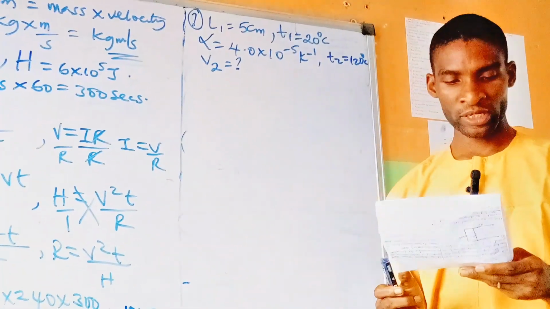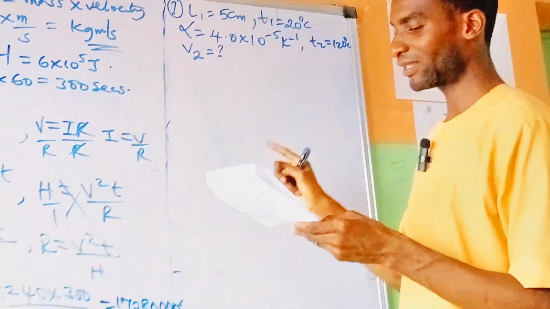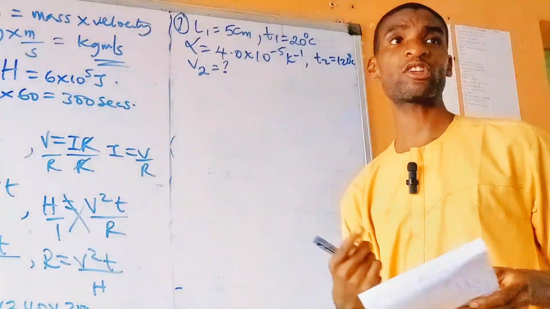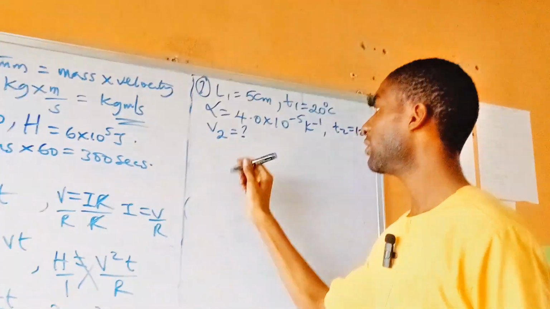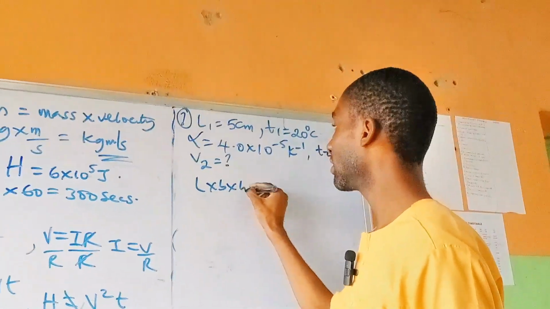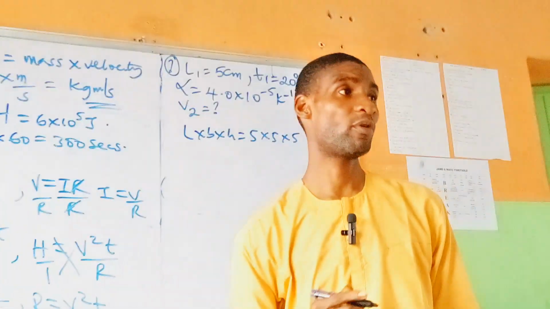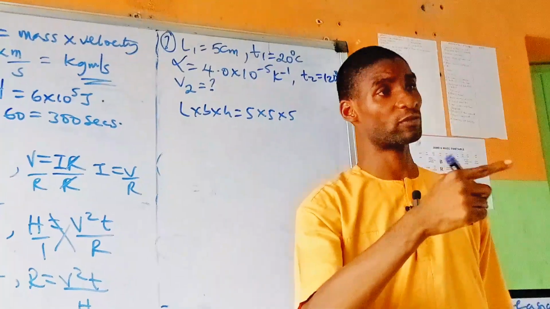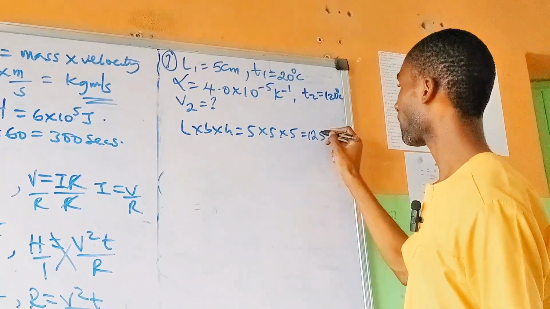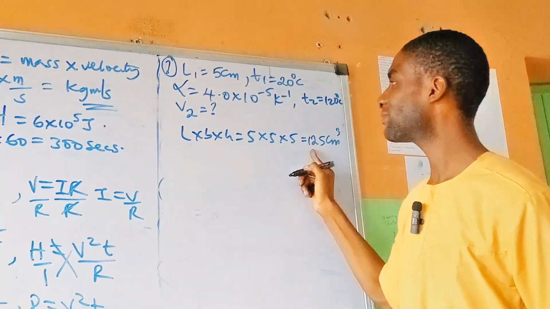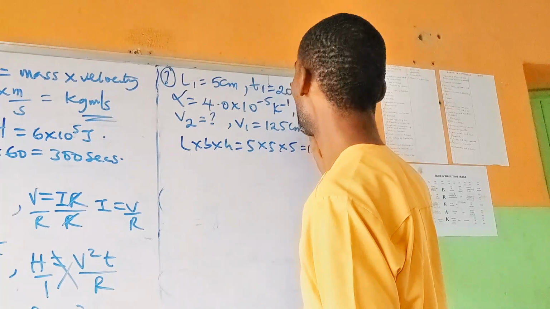So I repeat the question again. The length of the side of a metallic cube at 20 degrees Celsius is 5. And of course you know that if you want to deal with volume of a cube, the formula is length times breadth times height. So that's going to be 5 times 5 times 5. All the sides are equal. But for you to find the volume, you need to multiply 5 by 5 by 5, and that will be 25 times 5, 125 cm cube. So this means our V1 is 125 cm cube.